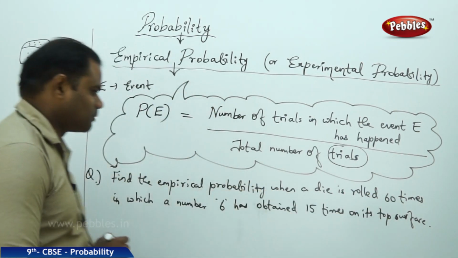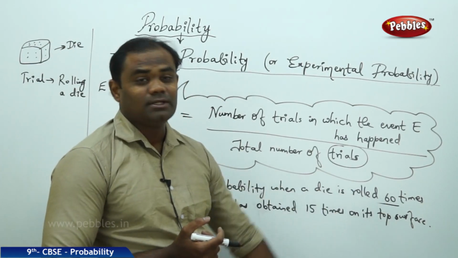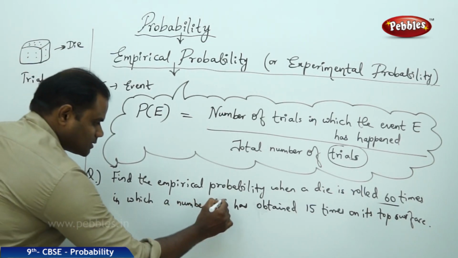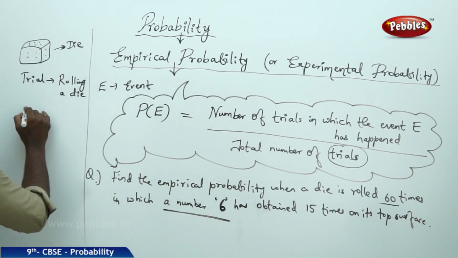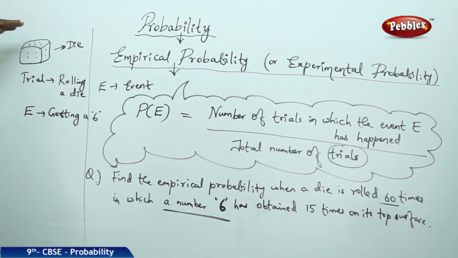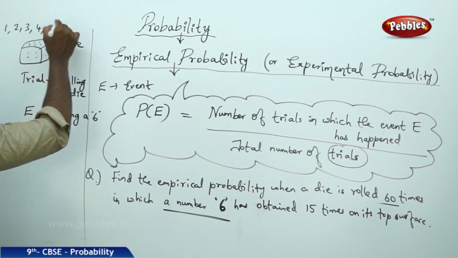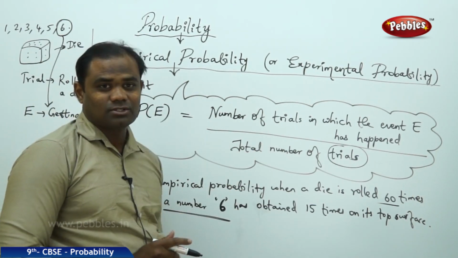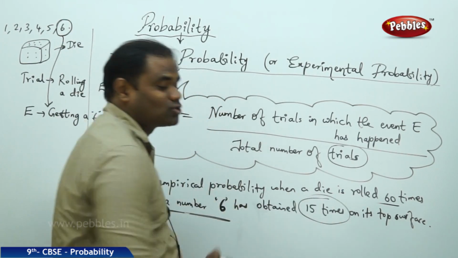Now, it is rolled totally 60 times. So I have the total number of trials which is 60 because a die is on the whole rolled 60 times, in which the number of trials in which the event E has happened. Now here the event E is getting a number 6. Clearly in the question it says getting a number 6. Therefore my event E is getting a number 6 on the top surface. As we can see, when I roll a die, I can get any number between 1, 2, 3, 4, 5 and 6. But to get a number 6 is the event on the top surface. So my event is getting a 6 on the top surface, and the experiment conducted has revealed that a number 6 has been obtained 15 times on its top surface.